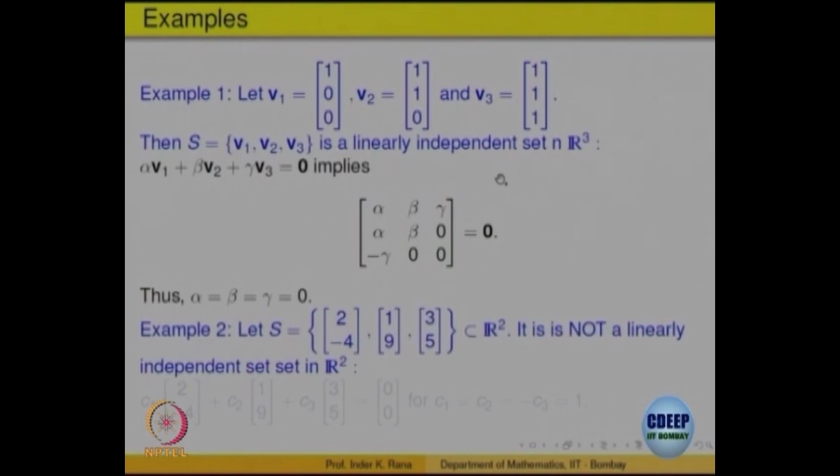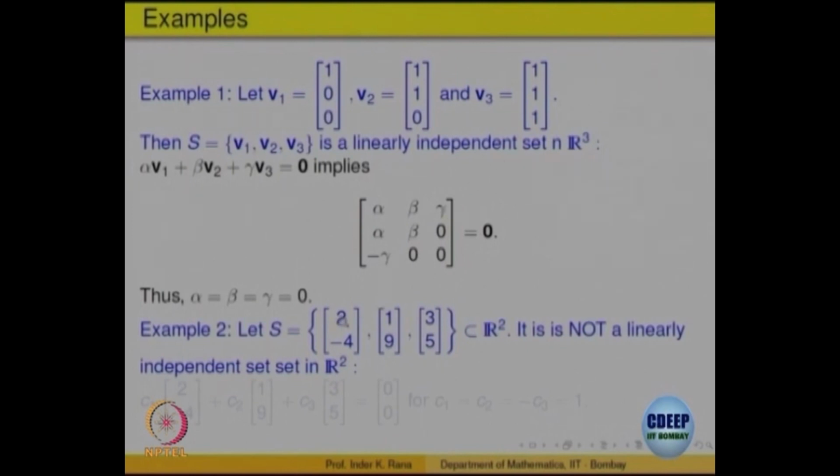Let us look at another example. Let S be a set of 3 vectors. First vector is (2, -4), second is (1, 9), and third is (3, 5). This is a subset of R2. Each vector has 2 components, and we have 3 vectors. We want to know whether they are independent or not. Here it is quite easy to see that you can represent a linear combination of it equal to 0.